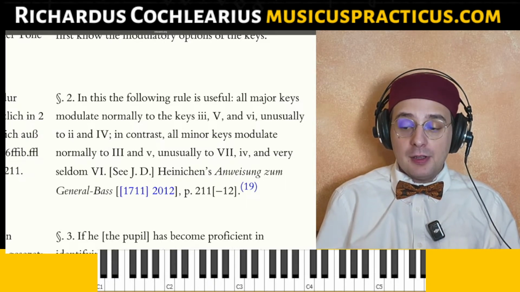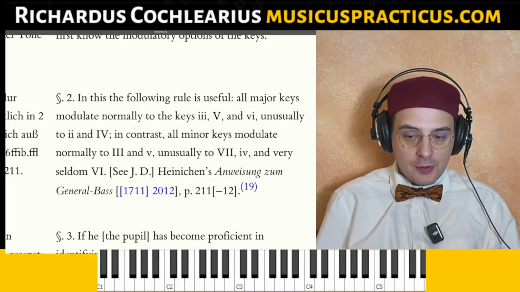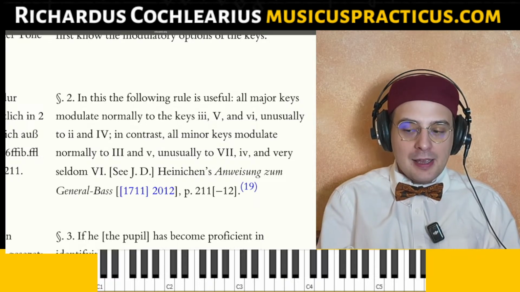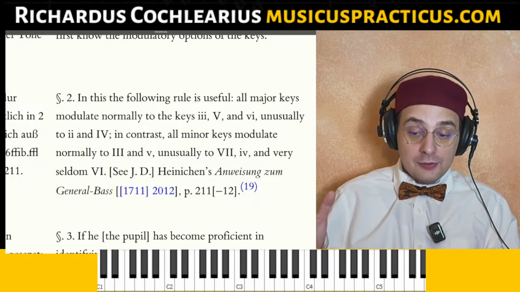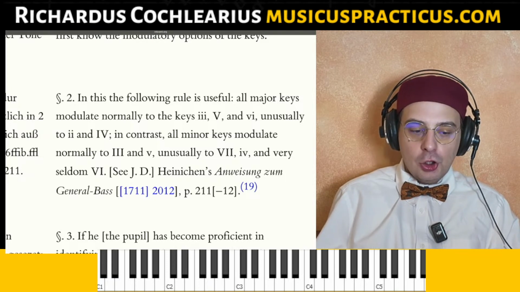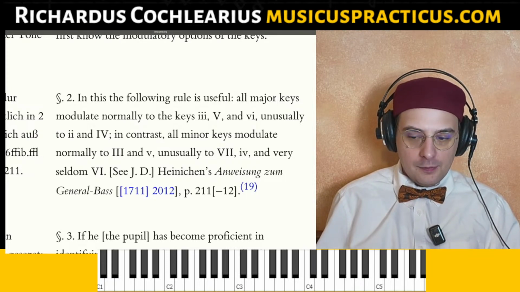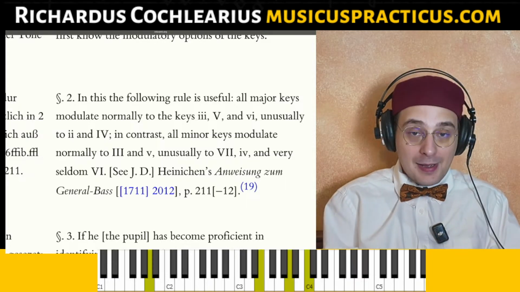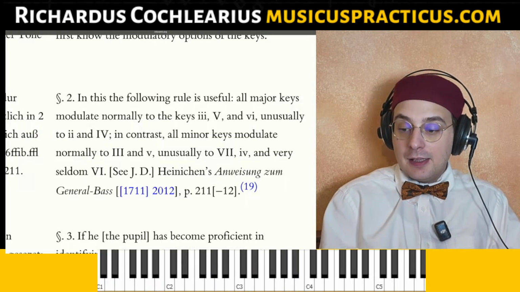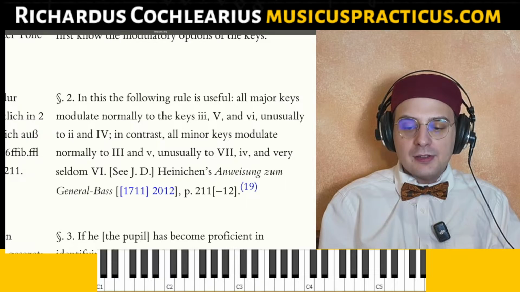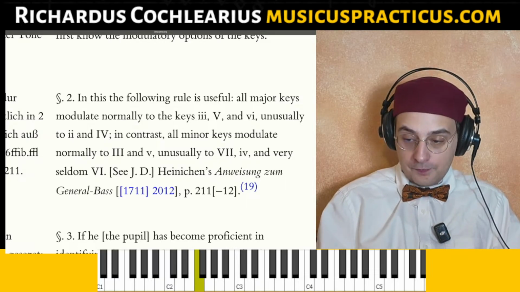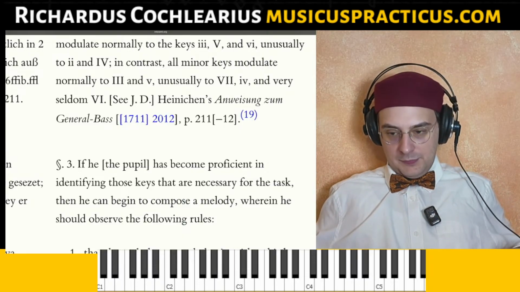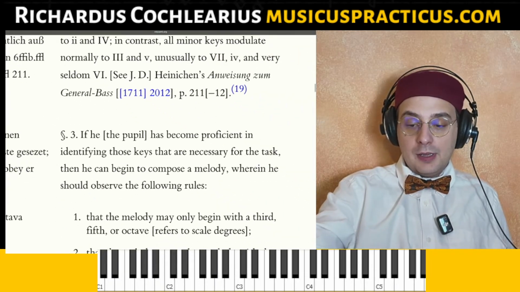To the 7th, the 4th, and very seldom. Yes, I agree with that interpretation, because unusually means, since it says very seldom, so rarely to the 6th degree. It means unusually, not so often, okay? Not commonly to the 7th, 4th degree, so not commonly from A minor to G major, and from A minor to D minor, and very seldom to the 6th degree, so F major. Okay, and here is where he's quoting Heinichen's treatise.